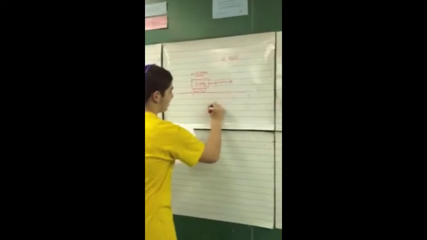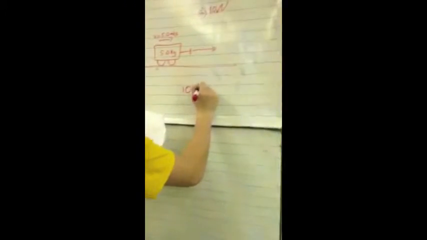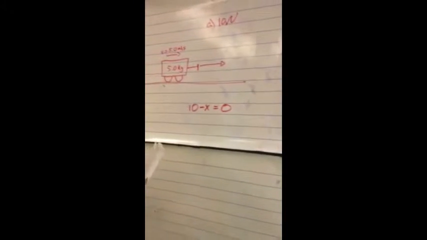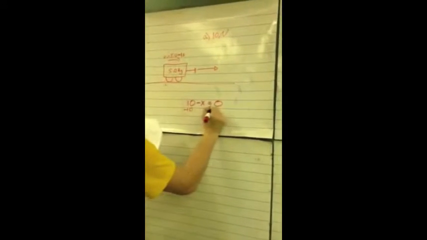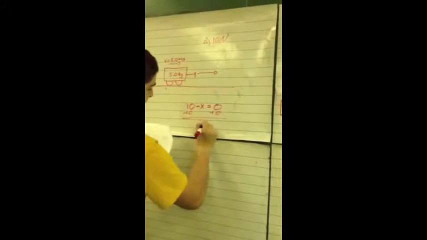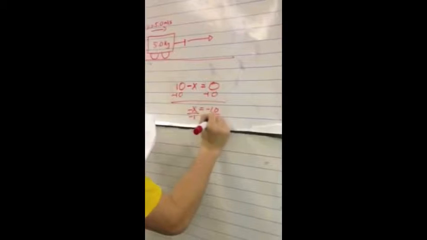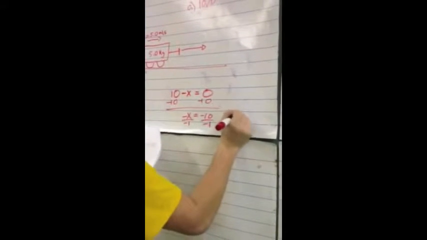So 10 minus x is equal to 0, and you're basically solving for that x. So you do minus 10 on both sides. Negative x is equal to negative 10. So divide by negative 1 to make it into a positive. x is equal to 10, and the only answer that has 10 in it is A, 10 newtons.